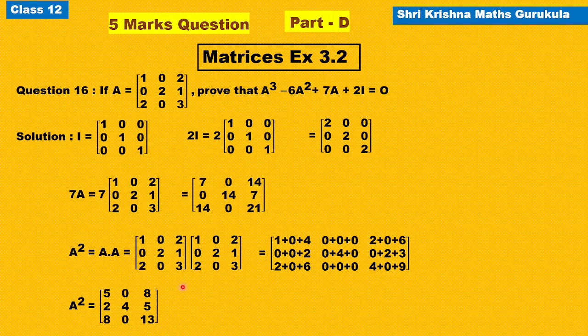We need this matrix to find A cube, and now we have to find 6A square. So we have to multiply 6 to this matrix A square to get 6A square.